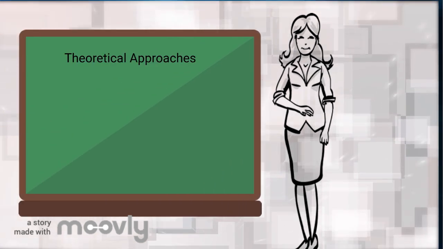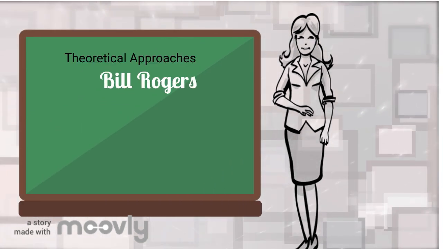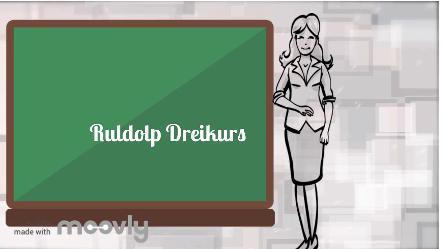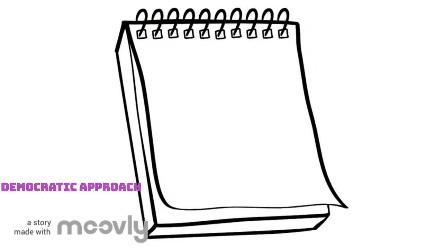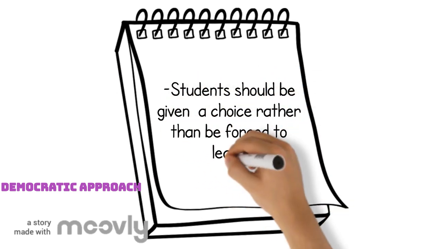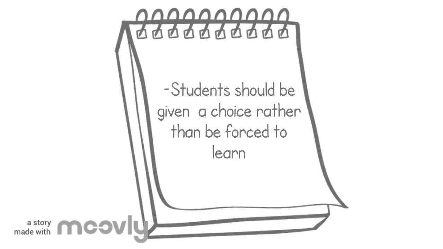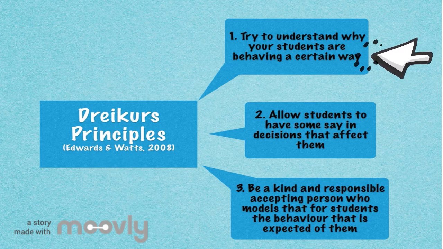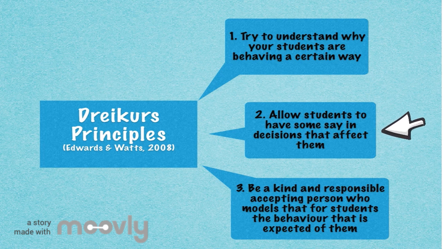The two main theoretical approaches that I'll be addressing in this presentation are that of Bill Rogers and Rudolf Dreikurs. This approach is about freedom and choice, where students should be given a choice rather than be forced to learn. Dreikurs' principles are as follows. 1. Try to understand why your students are behaving in a particular way. This will aid in how you respond to them. 2. Allow students to have some say in the decisions that affect them, whether this be a choice of their consequences for their behaviour or what they will study. And 3. Be a kind and responsible, accepting person who models for students the behaviour that is expected of them.